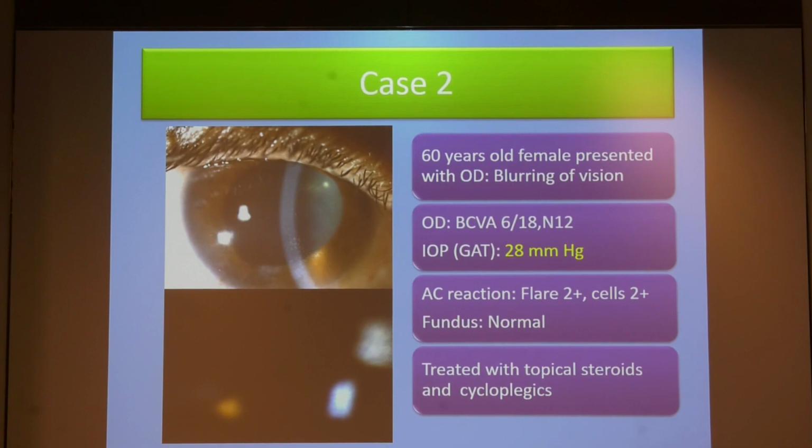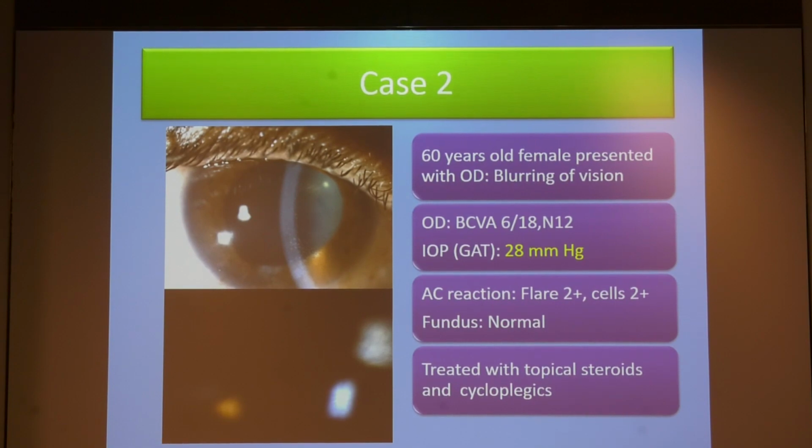I was on leave, and this 60-year-old lady came to the OPD. One of my residents examined this patient. She had a complaint of blurring of vision in the right eye. The best corrected visual acuity was 6/18. The intraocular pressure was raised. Reaction was flare 2 plus, cells 2 plus. Fundus was pretty normal. And my resident started this patient on topical steroids and cycloplegics.